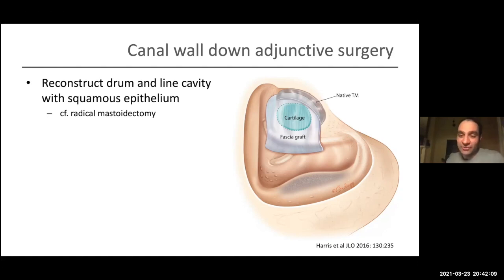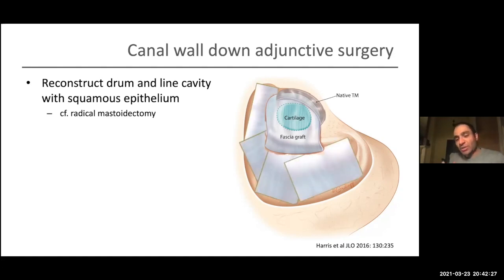The whole thing was left open to basically weep and discharge forever, so that if any cholesteatoma came back, it would just come out, but you leave people with a horrible smelly ear. So I don't think anyone now will try to do a radical mastoidectomy. We do a modified radical, which is where you're trying to reconstruct.